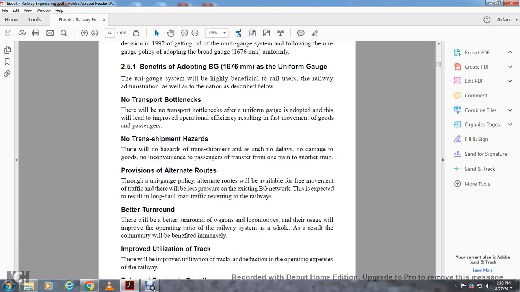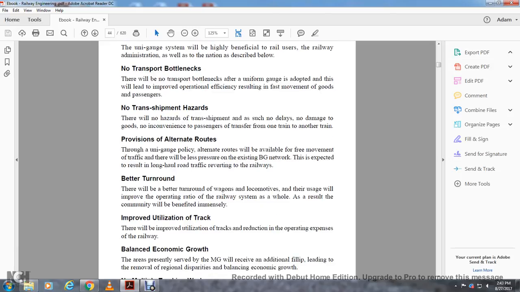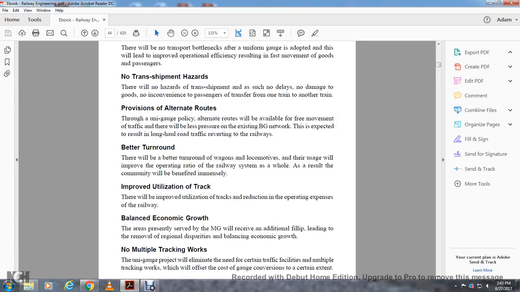Uniform gauge and policy with the alternate routes will be available for free movement of the traffic, with less pressure on the existing broad gauge network. The expected result: long haul road traffic reverting to the railways. Better turnaround. There will be better turnaround of the locomotives and wagons. They will improve the operating ratio of the rail system as a whole, and the company will benefit immensely.